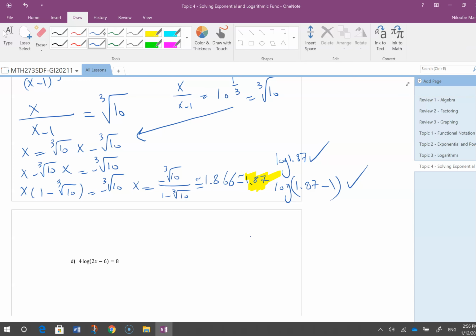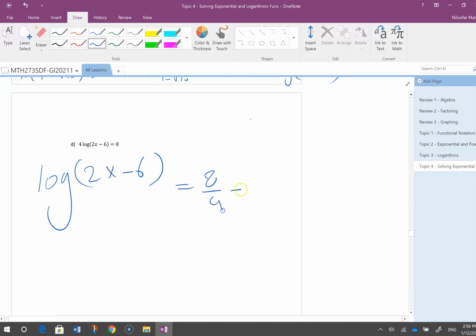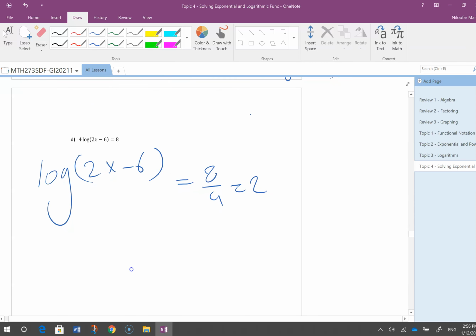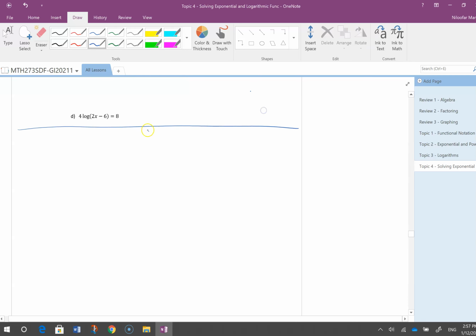So how about the next question? Okay, so the next, that's fine. I have just one logarithm and it is on one side, but I have 4 and 8. Okay, so pay attention. You can do this equals 8 over 4, which is 2, and then you go from here. Okay, that's easier. Because if you want to, let me show you.